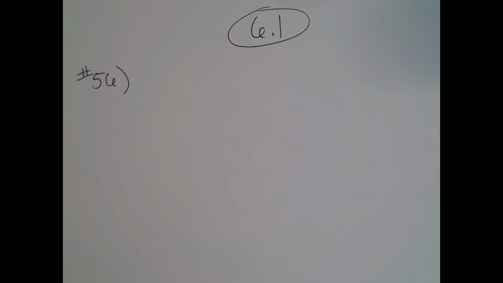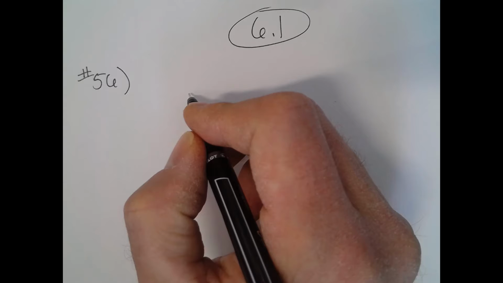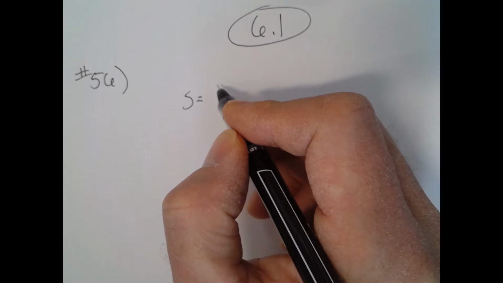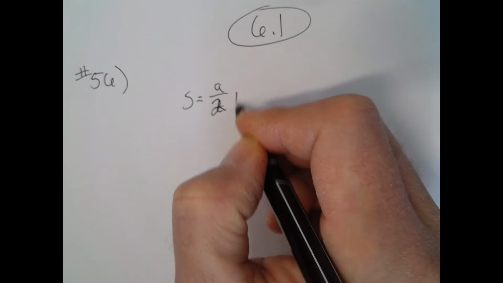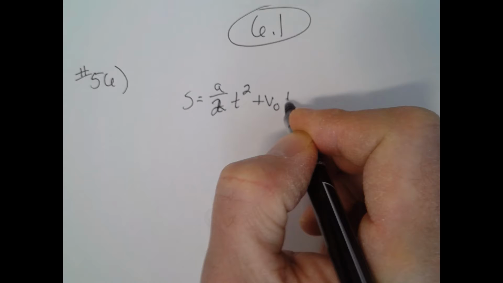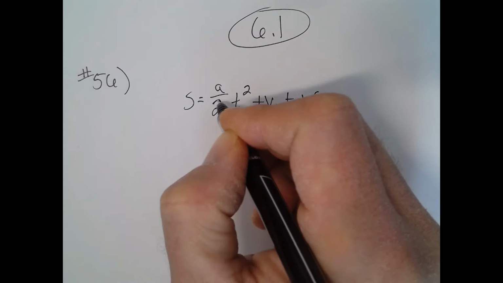6.1, number 56. Motion with constant acceleration. The standard equation for the position s of a body moving with a constant acceleration a along a coordinate line is that. Derive this equation by setting up and solving an initial value problem. So they tell us the answer: a over 2 t squared plus v sub 0 t plus s sub 0. So our job is to derive that.